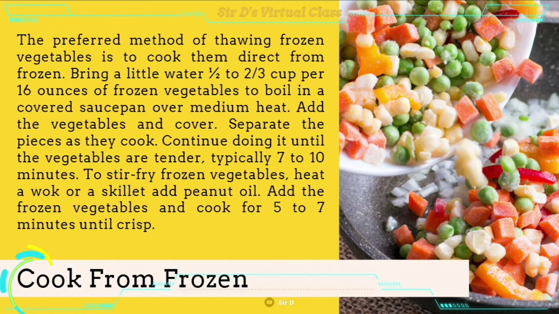Separate the pieces as they cook. Continue doing it until the vegetables are tender. Typically, it would take 7 to 10 minutes. To stir fry frozen vegetables, heat a wok or a skillet and add peanut oil or whatever oil is available. Add the frozen vegetables and cook for 5 to 7 minutes until crisp.